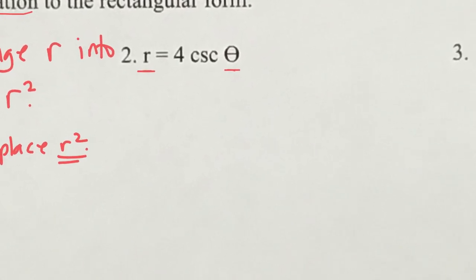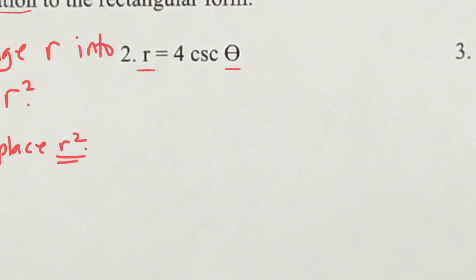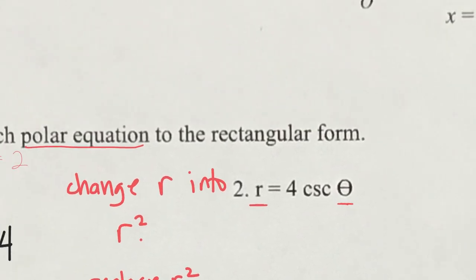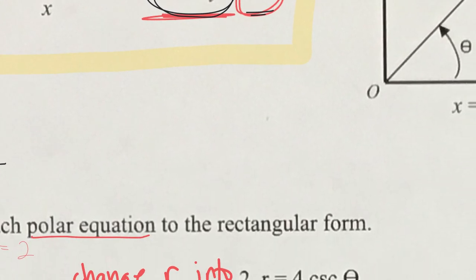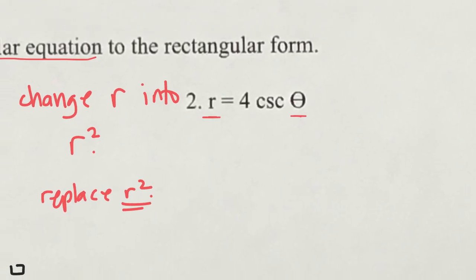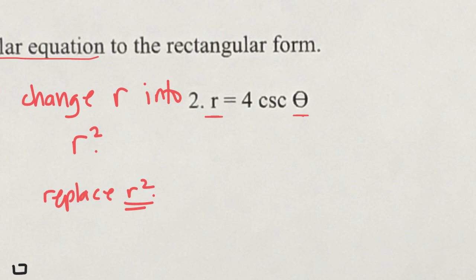r equals 4 times the cosecant of θ. r equals 4 cosecant θ. So cosecant is not one of our things, right? We have cosine and we have sine and we have tan. So thinking about your trigs, which trig does cosecant relate to the most?